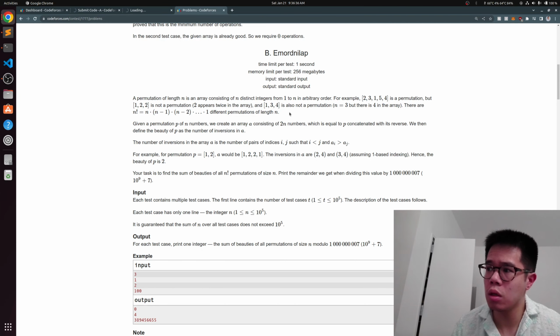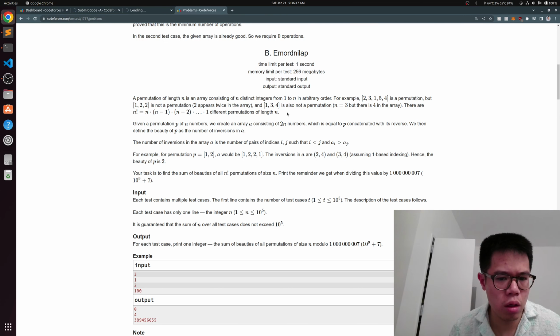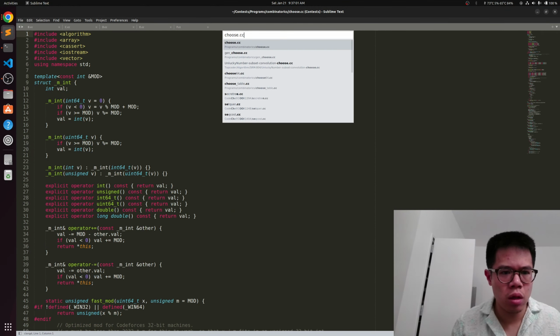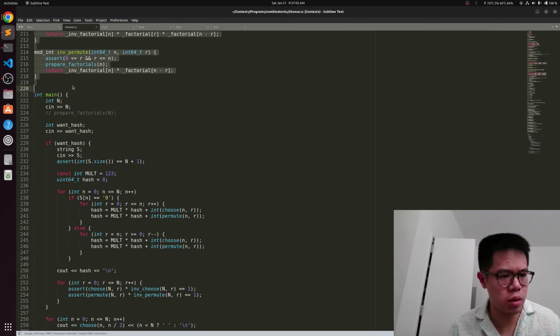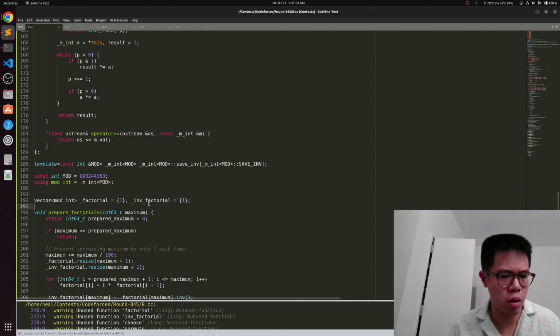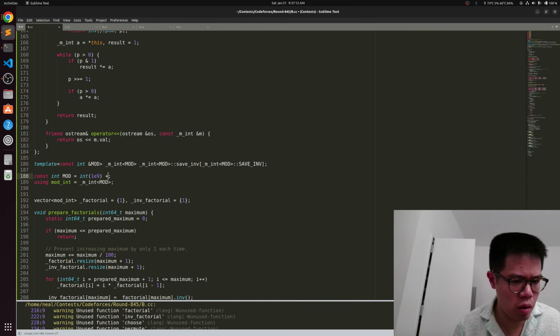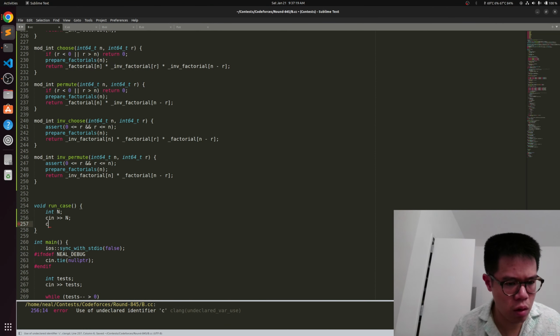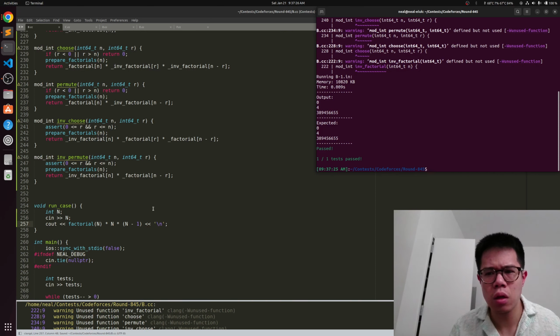P with its reverse. Number of inversions in A. Why would we do that? Isn't that just... What? Okay, that seems really silly. If you concatenate with itself, then you're always going to get n times n minus 1. What it is. Okay, cool.